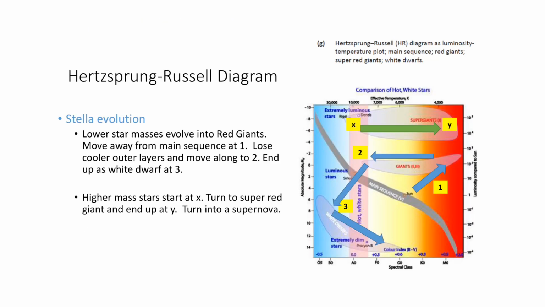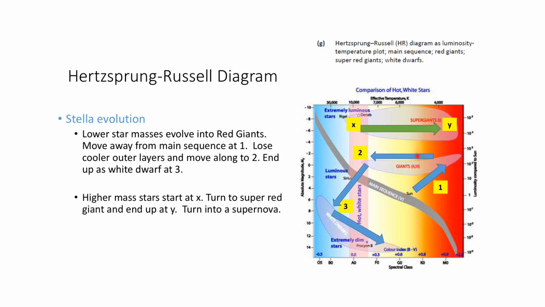So linked to that is something called stellar evolution. And again, you need to be able to use these diagrams to talk about the order in which things happen. So this is another diagram. So you can see the sun. And what will happen to our sun is, as you're aware, it will turn into a red giant over time. So it will get slightly cooler and slightly more luminous.